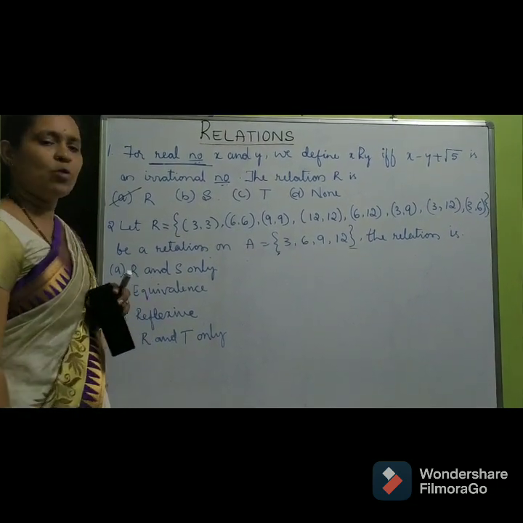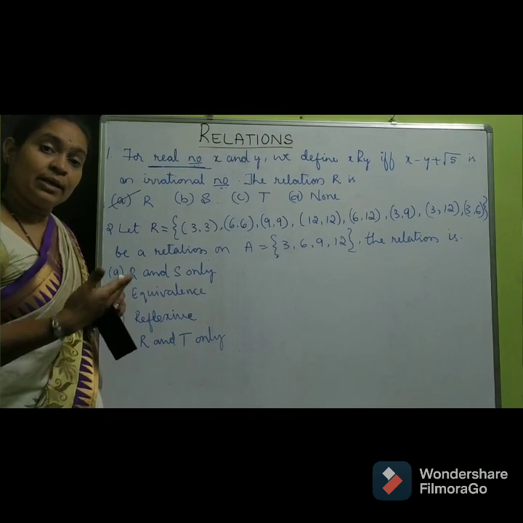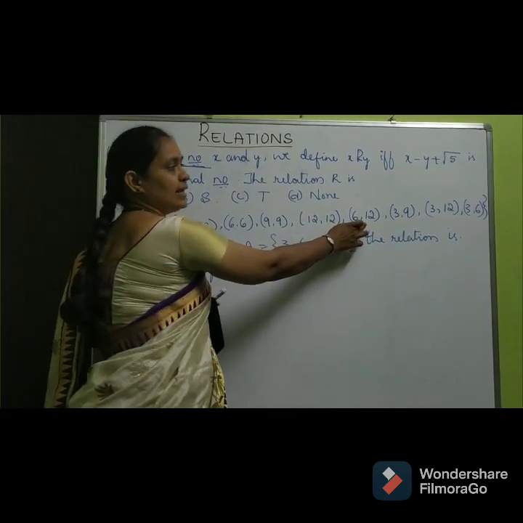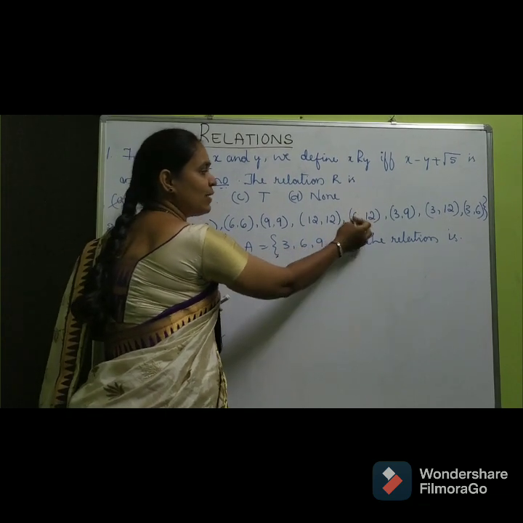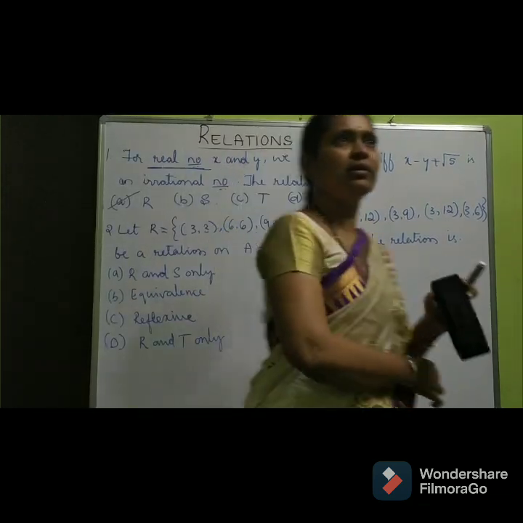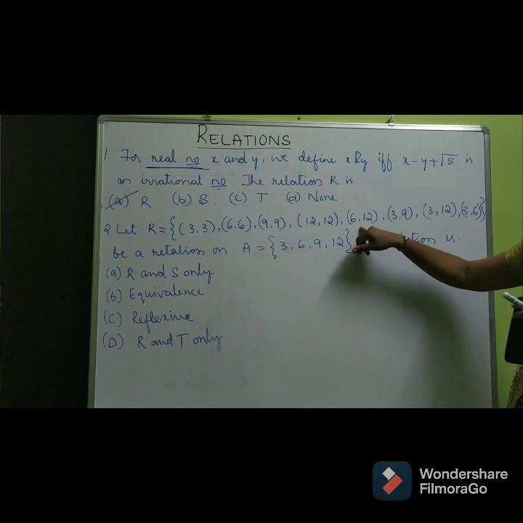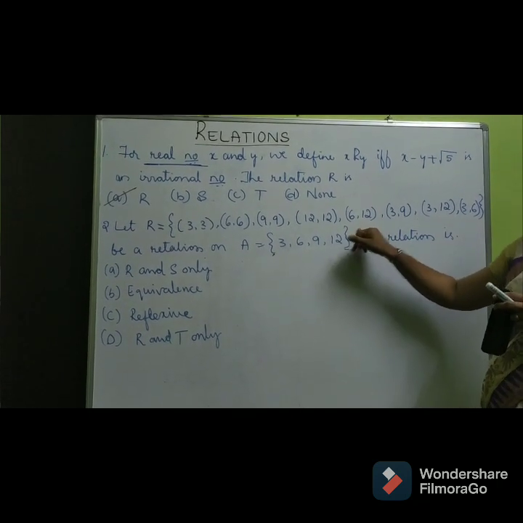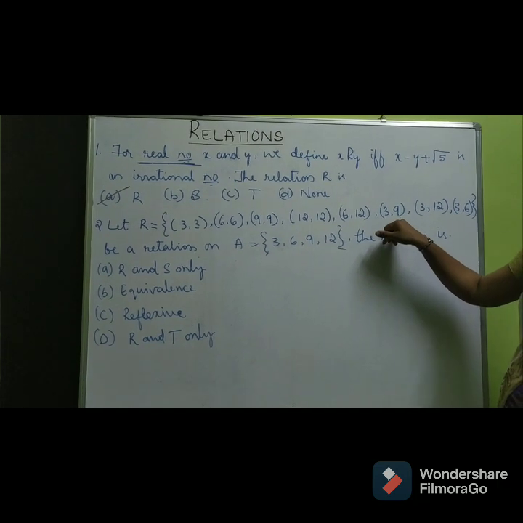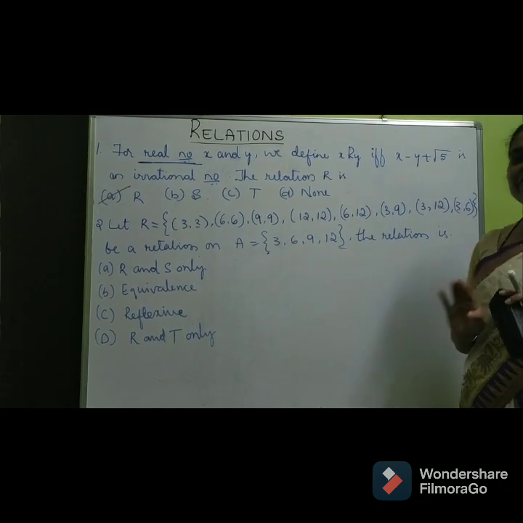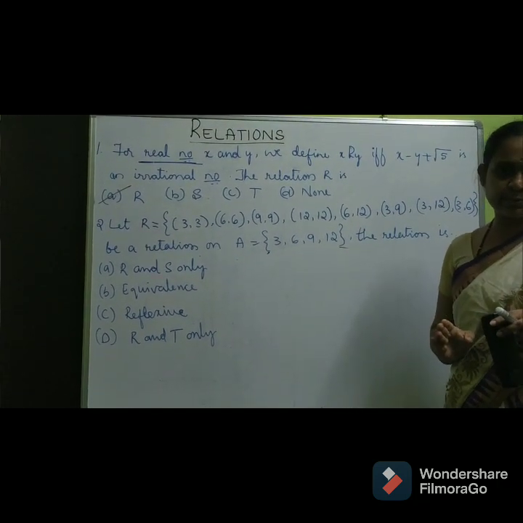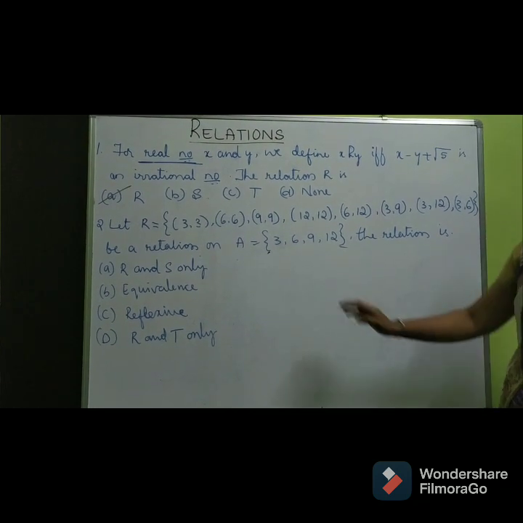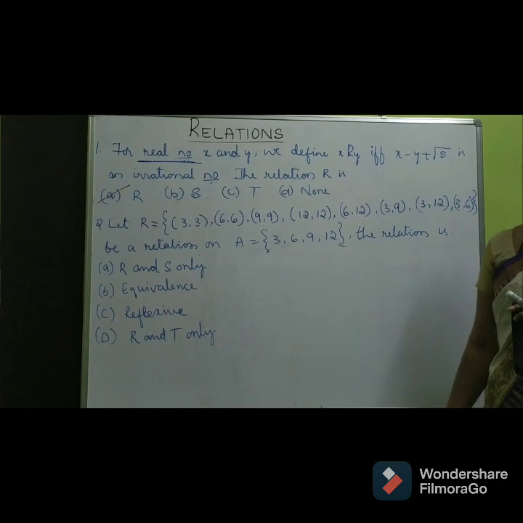So symmetric means what? If AB is there, BA must be there. 6, 12 is there, 12, 6 is not there. Can you see here? 6, 12 is there, 12, 6 must be there, but 12, 6 is not there. Also, 3, 9 is there, 9, 3 is not there. If one ordered pair fails to give its explanation, then the total relation is failed.